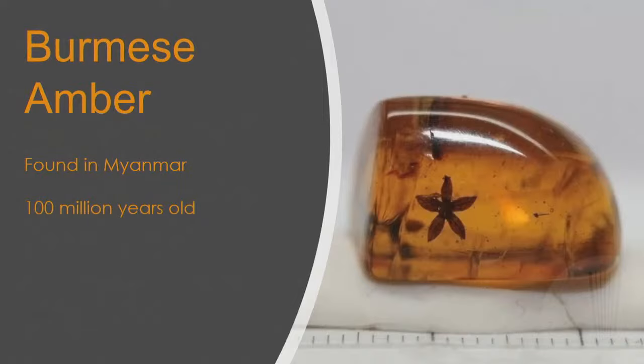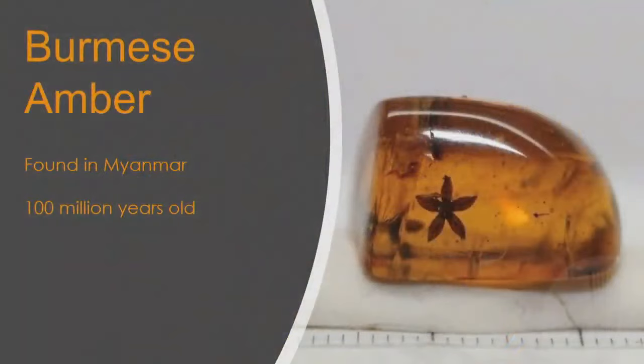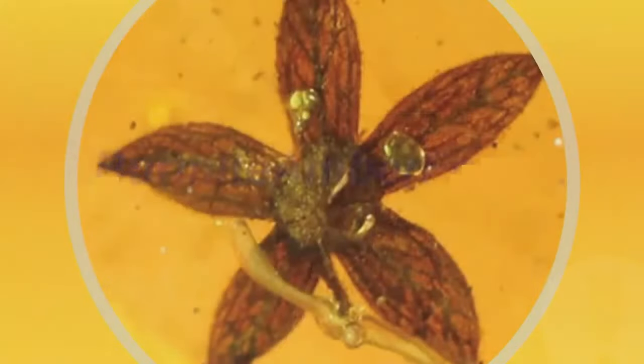Burmese amber is one of the types that you find in the Cretaceous, found in modern-day Myanmar, no longer called Burma. Typically it is 100 million years old. Here's a close-up of that Cretaceous flower in this piece of resin. So you're looking at a 100 million year old flower there. It's very tiny, very, very small. I believe it's one of those specimens right over here.